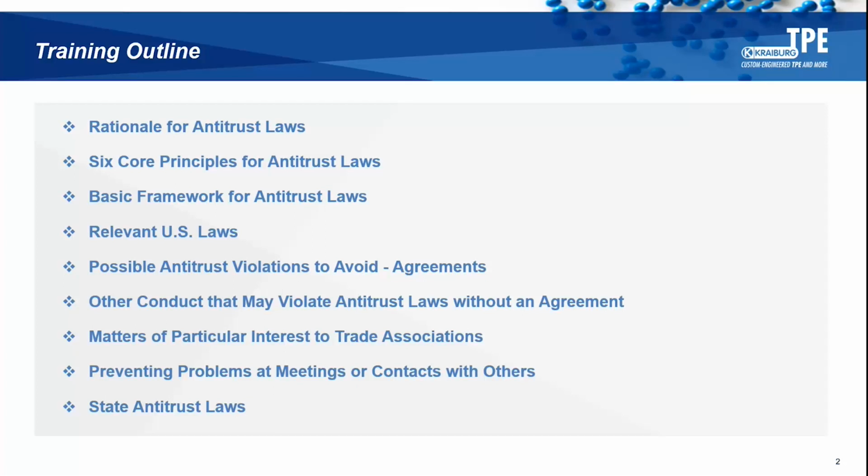Specifically, matters of particular interest to trade associations where you may have interactions with customers or competitors or other suppliers. Preventing problems in meetings or contacts with others, again, coming back to trade associations or discussions with other participants in the marketplace. And then lastly, we'll just touch on state antitrust laws relative to what's in place at the federal level.